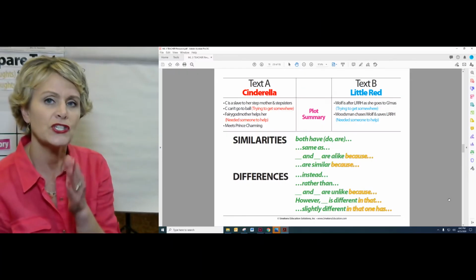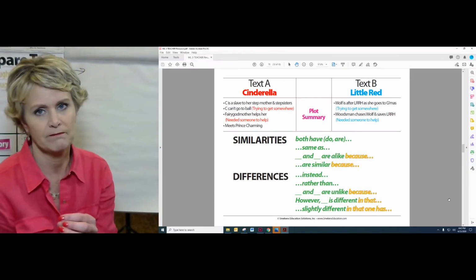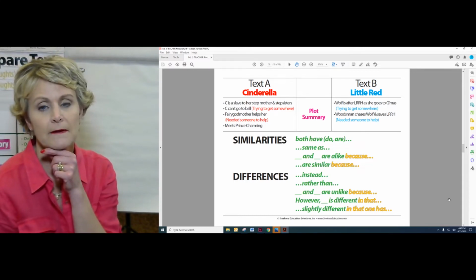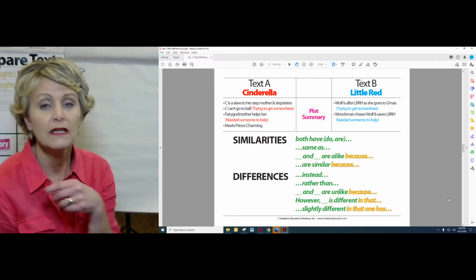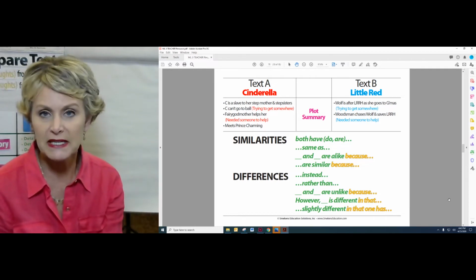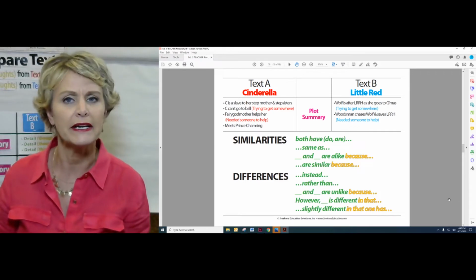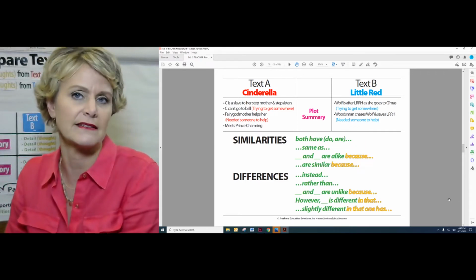Okay, so the first sentence should use what information? What should the first sentence include in this body paragraph? Something about plot or summary of the stories. Good, okay? Now, you can't just write plot. You can't just write summary. I need a sentence. How would you write that sentence?